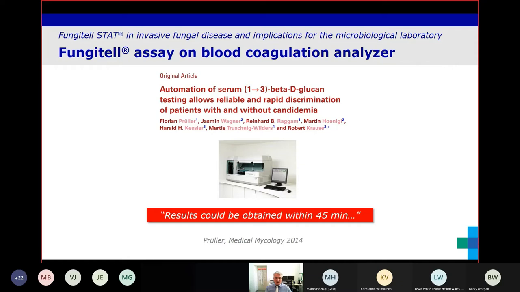One such system is used in Graz. They have a blood coagulation analyzer that measures beta-D-glucan samples daily and without time loss, within 45 minutes. But you need the machine, the blood coagulation analyzer, and you need somebody to validate all this, and that is something most labs won't have.